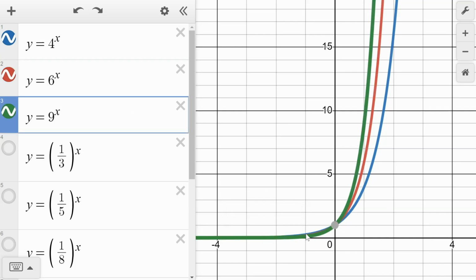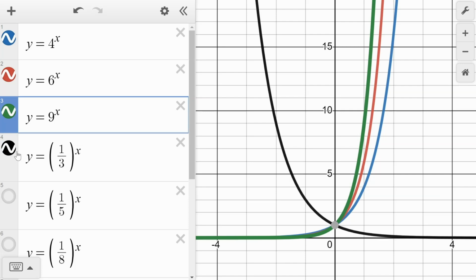And then this one, same reason there. That's going to be 1/9. Negative 1, 1/9. So the green one, the higher the base, the steeper it is going up to the right, but the quicker it heads down towards the x-axis there. Now, if we look at the other 3 where the base is smaller than 1, as you might have predicted from our first example, they are going to do the opposite.